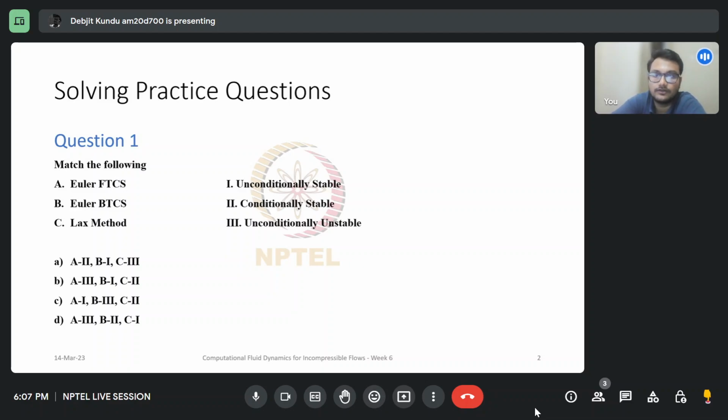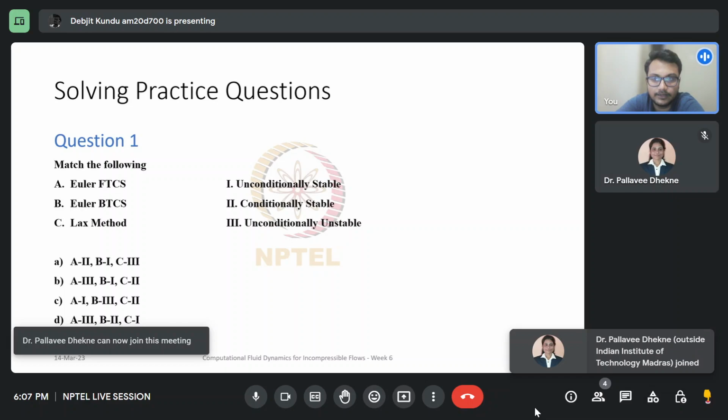On the left column we have Euler FTCS, which means forward in time and central in space. Then option B, we have Euler BTCS, which is backward in time and central in space. And option C is Lax method. Different stability conditions are given on the right hand column, where we have option 1 unconditionally stable, option 2 conditionally stable, and option 3 unconditionally unstable. Now you'll have to match each of the columns with the correct one, and then find the correct answer.